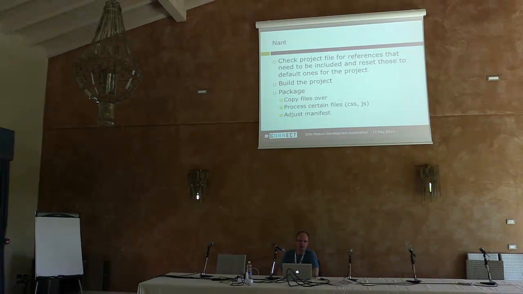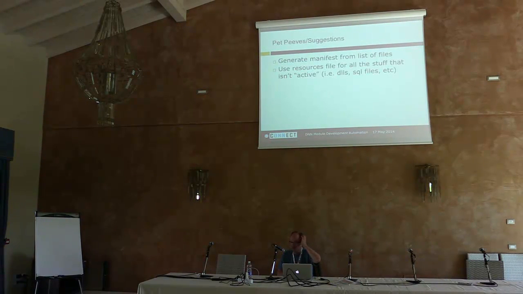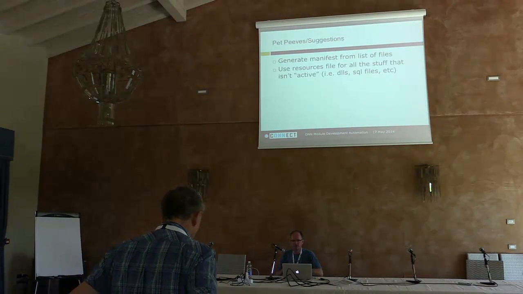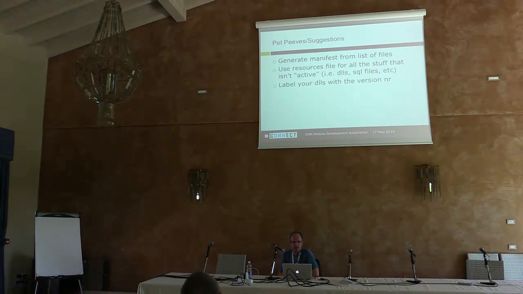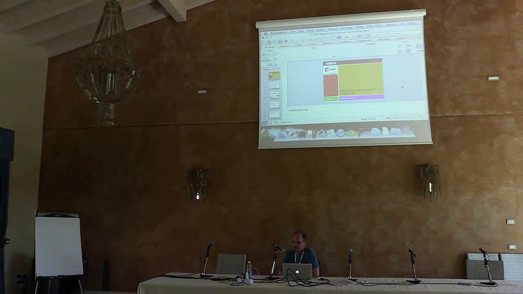So without further ado, some last things. Please generate the manifest at the end of the whole process to make absolutely sure that it reflects what the files are. Use the resource file to bundle everything else, otherwise you get huge manifests. And label your DLLs with a version number, as I talked about. That covers, for me, that part of automation.